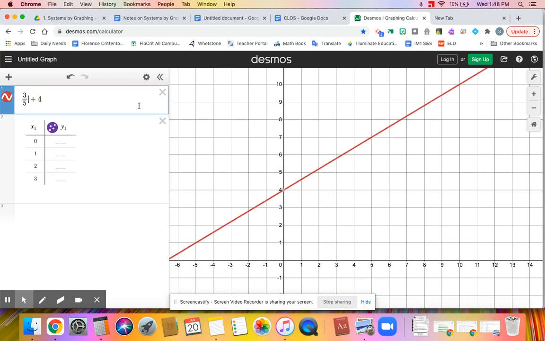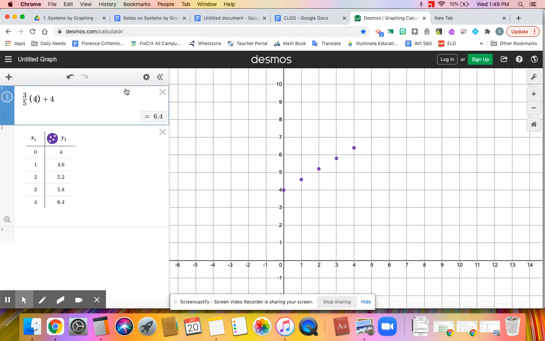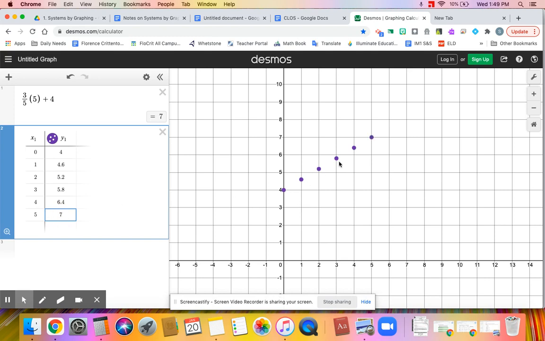So if this is our equation, I can plug in 0, and the answer is 4. I could plug in 1, and the answer is 4.6. I could plug in 2, and the answer is 5.2. I could plug in 3, and the answer is 5.8. I could plug in 4, and the answer would be 6.4. I can plug in a 5, and the answer is 7. So when I plugged in 5, I got 7. And now I have some points, so I can just connect my dots.